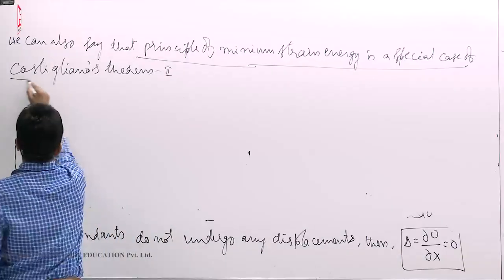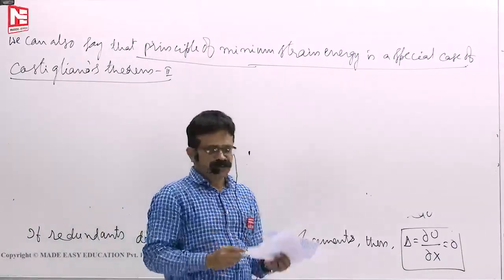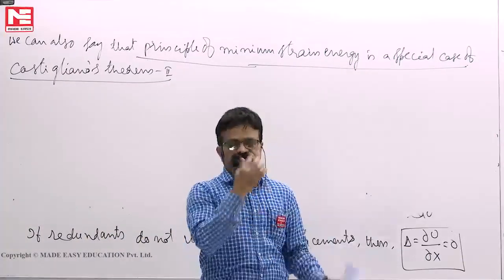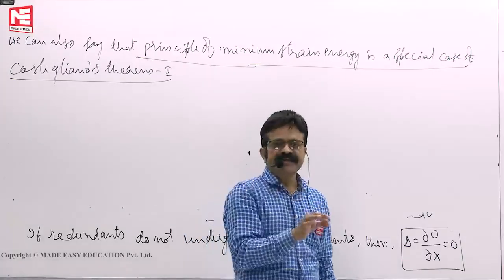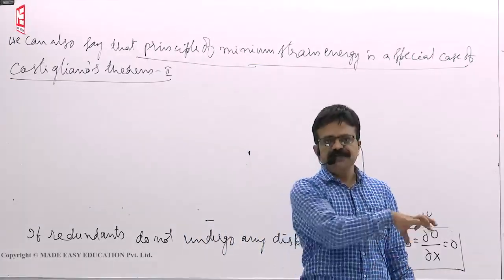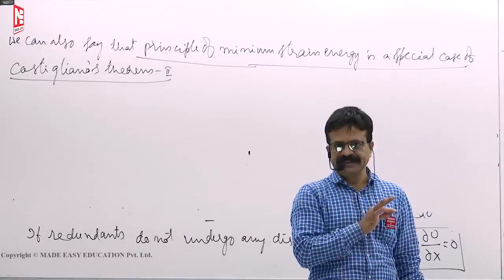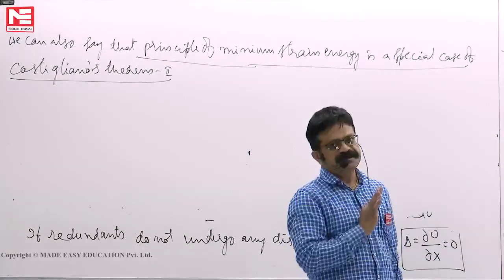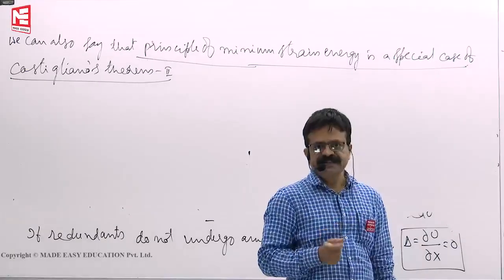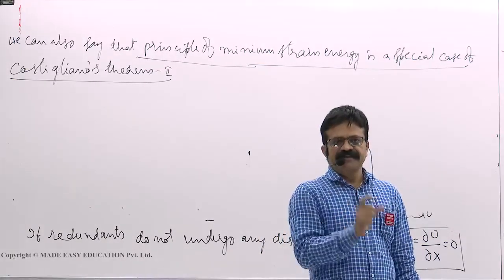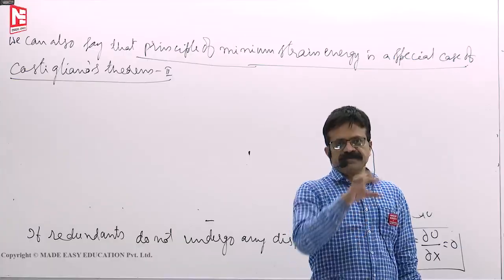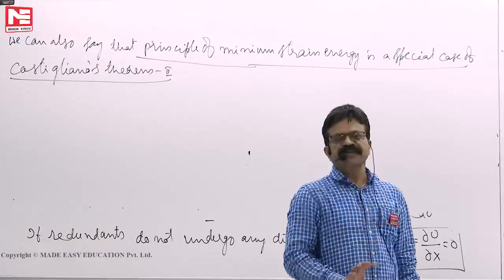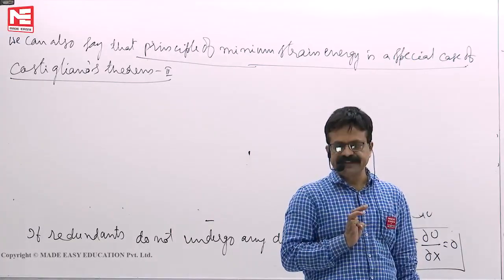In the general Castigliano's theorem 2, delta is equal to dou u by dou x. Some delta you will get. If at all that delta happens to be 0, then we call it the principle of minimum strain energy. That means out of so many cases, if it becomes 0, it is called the principle of minimum strain energy. So it is a particular case where delta becomes 0. Then Castigliano's theorem 2, you can call it the principle of minimum strain energy.